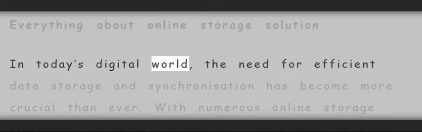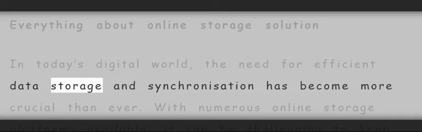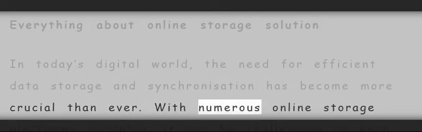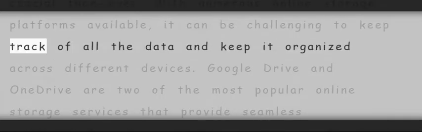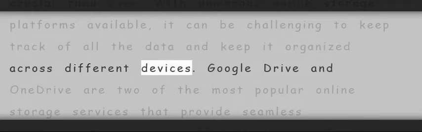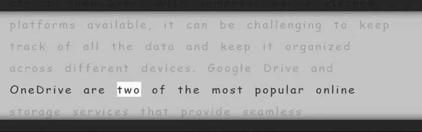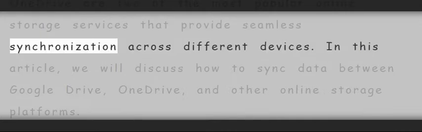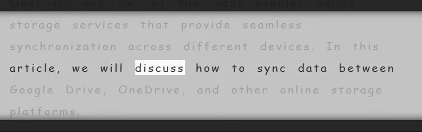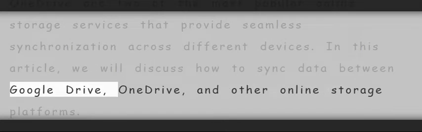In today's digital world, the need for efficient data storage and synchronization has become more crucial than ever. With numerous online storage platforms available, it can be challenging to keep track of all the data and keep it organized across different devices. Google Drive and OneDrive are two of the most popular online storage services that provide seamless synchronization across different devices. In this article, we will discuss how to sync data between Google Drive, OneDrive, and other online storage platforms.